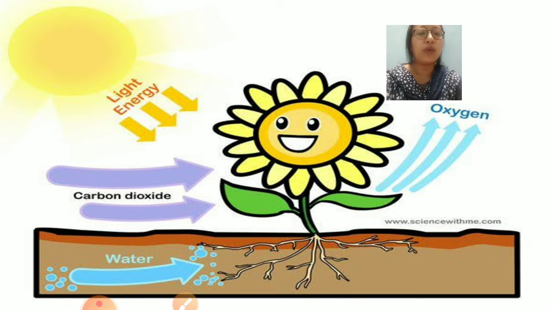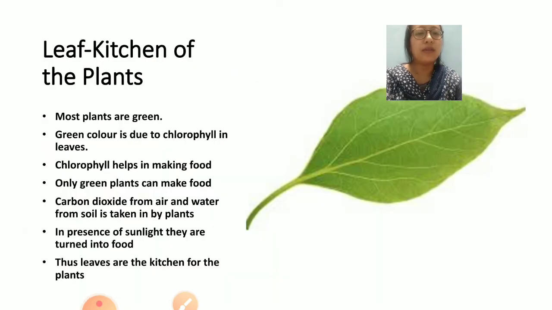Now what is it? It is the leaf. The leaf is called the kitchen of the plants. Okay, the leaf is the kitchen of the plants. Now how and what is responsible for the preparation of food?